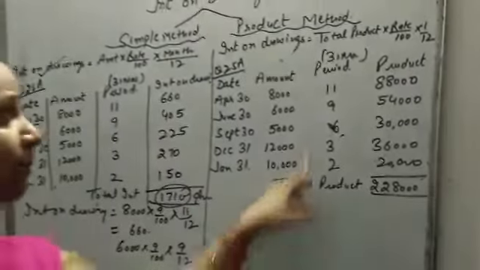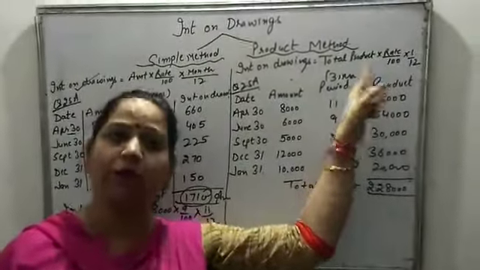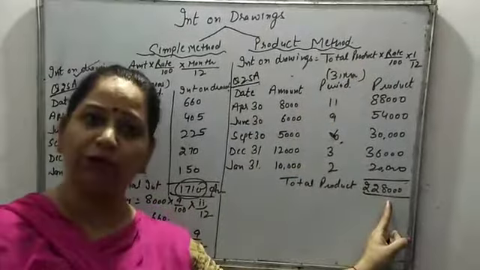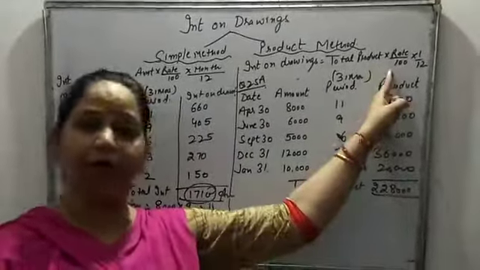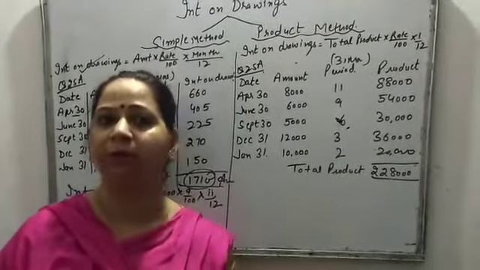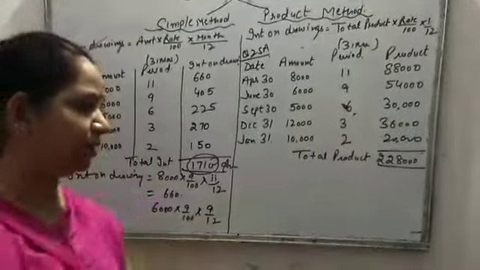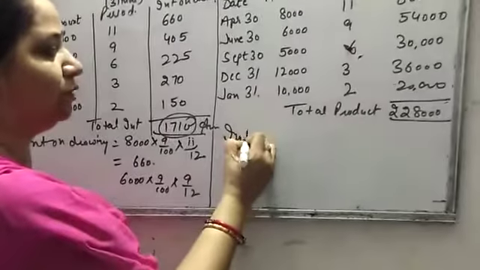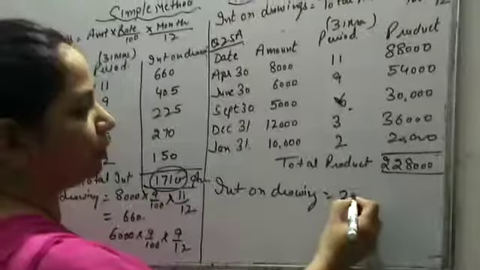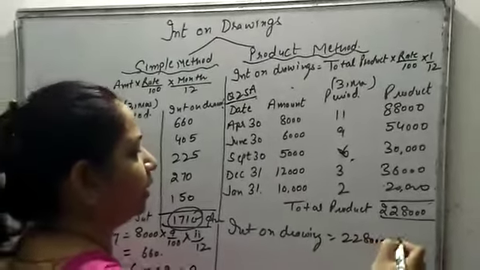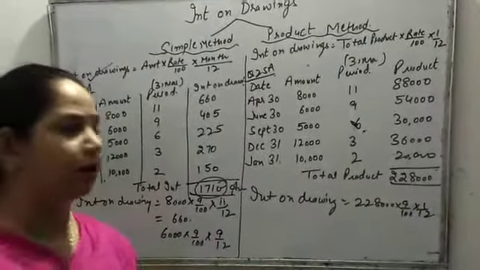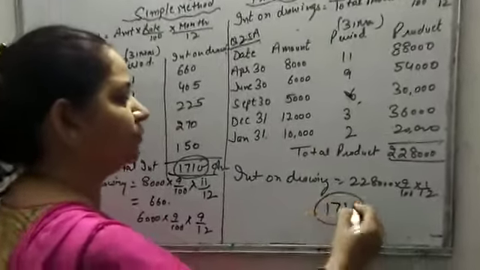Now I'll apply the formula that I have written according to the product method. Our formula is total product, which we have calculated here, multiplied by rate upon 100 and 1 by 12. We use 1 by 12 because we have already multiplied by the months. Now just filling in all the values: total product, rate, multiplied by 1 by 12. What will be the interest on drawing? Our answer will be 1710.